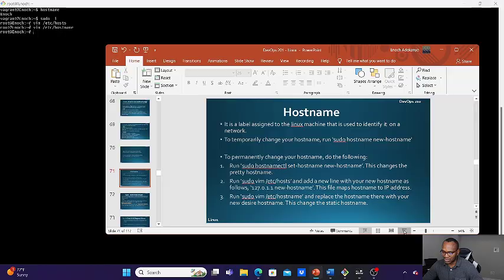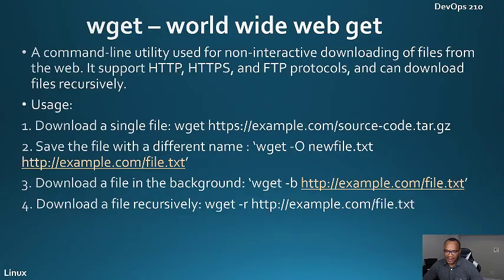Let's go to the next network command. We have wget. Wget is a command line utility that is used for non-interactive downloading of files from the web. If you want to download any website or anything from a website, most of the time you can use wget for it. It supports HTTP, HTTPS, and file transfer protocol, and can download files recursively.